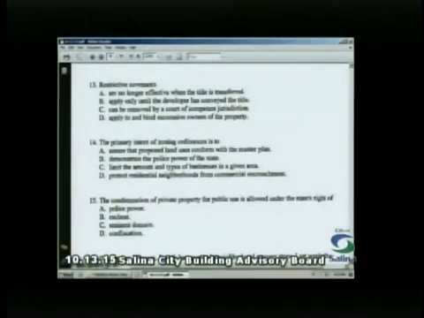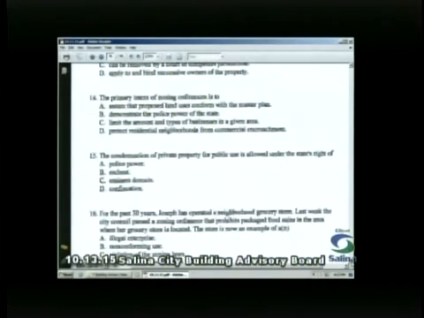Restrictive covenants. What did they apply to? D is correct. And the primary intent of zoning ordinance is to... that was fairly easy. A is correct.